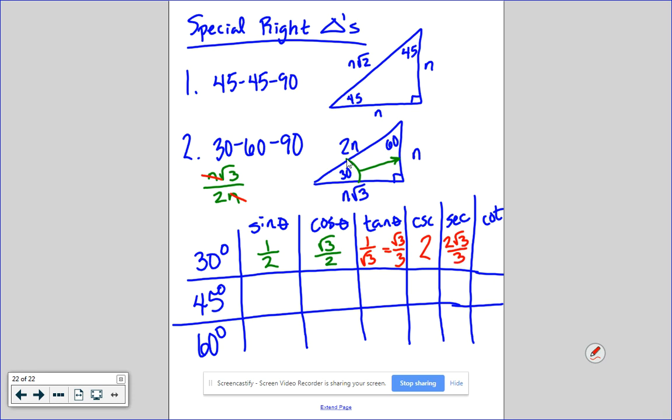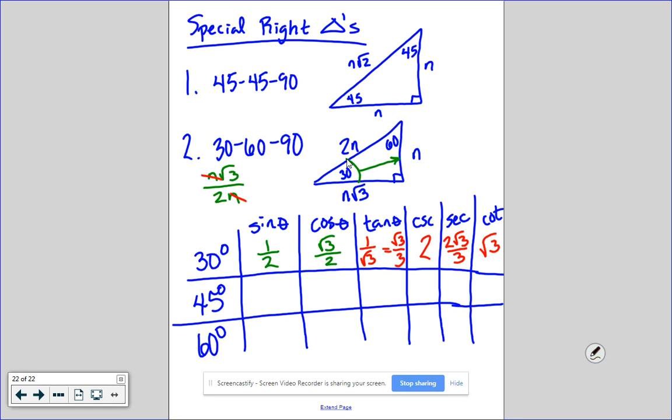Now, I will tell you with tangent, the reason I wrote down 1 over the square root of 3 is that's the actual ratio. I'd rather flip that than this, right? Because if I flip 1 over the square root of 3, I get square root of 3. If I take it from the rationalized form, then I get 3 over the square root of 3. I have to rationalize it again, and I end up getting the exact same thing. So when you're working with any of them that have a square root on the bottom, when you go to find the reciprocal or the inverse, go back to the original before you rationalized it, because it'll make it easier to find the inverse. All right, so we're done with 30.